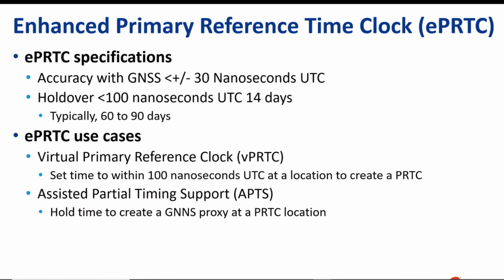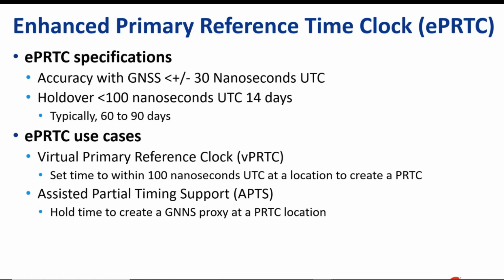An enhanced primary reference time clock based on the ITU standards must track within 30 nanoseconds of UTC. Typically, these systems are probably around 15 nanoseconds or maybe better to UTC on a consistent basis. If GNSS or GPS becomes compromised and is no longer available, this ePRTC system must hold 100 nanoseconds for at least 14 days. This is a requirement: 100 nanoseconds for 14 days, meaning it must still meet the PRTC-A requirement of 100 nanoseconds to UTC after 14 days with no GPS available any longer.